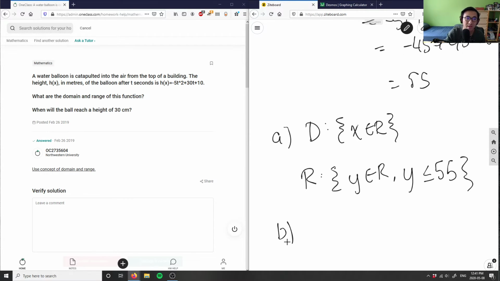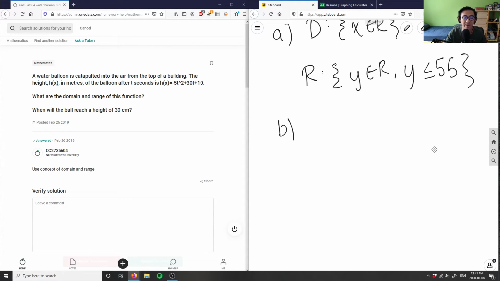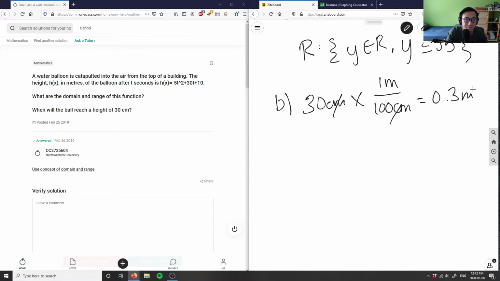And then part B was asking, when will the ball reach a height of 30 centimeters? Because this is in meters, we actually have to convert 30 centimeters into meters first. If I want to convert this into meters, 1 meter is 100 centimeters. These centimeters cancel out, so 30 divided by 100 is simply 0.3 meters.